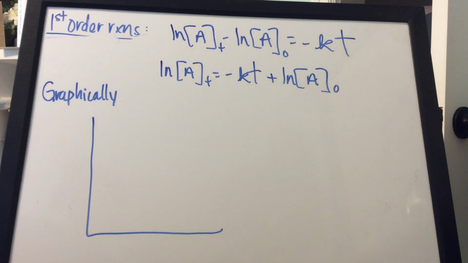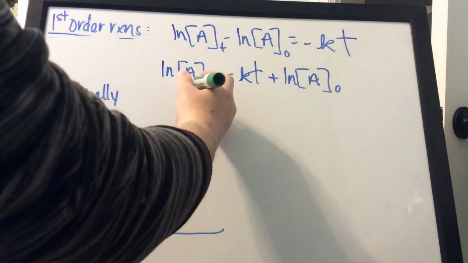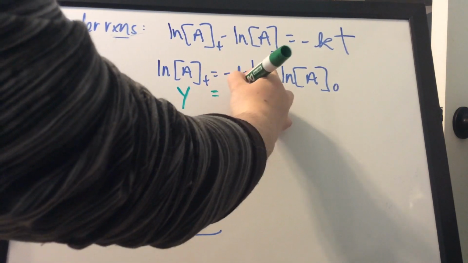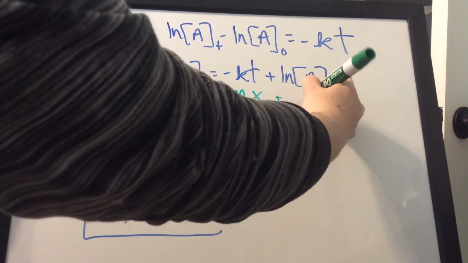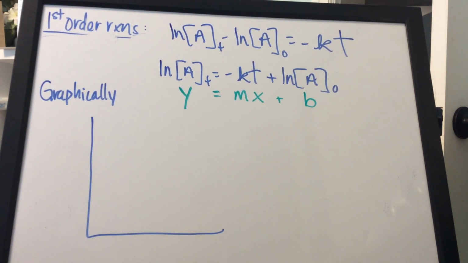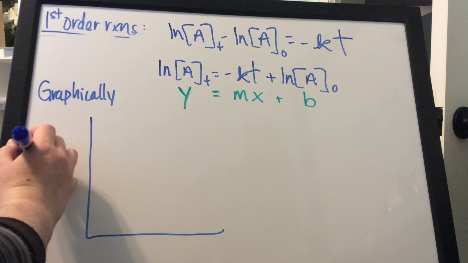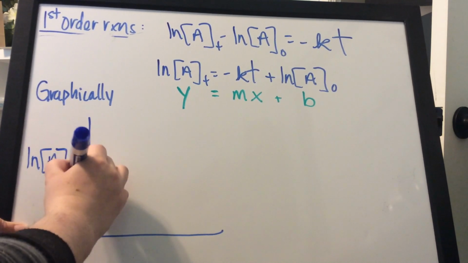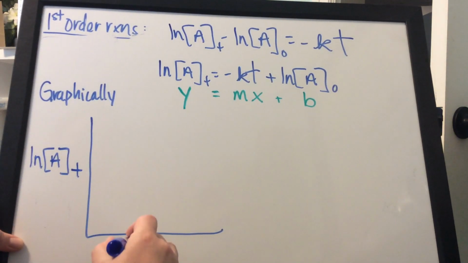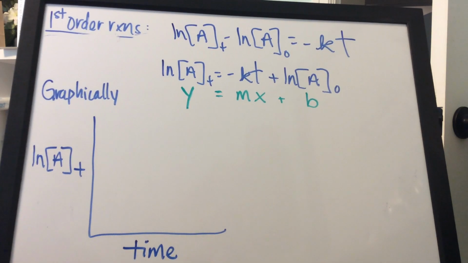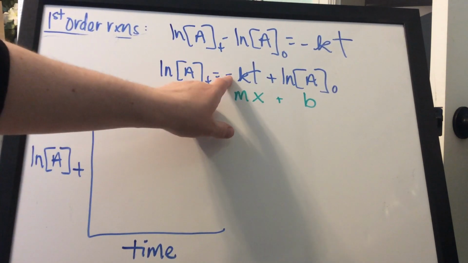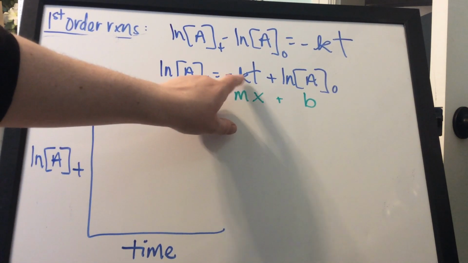what's kind of neat about this is, I was looking for another color marker, but I can't find, oh, there's one. What's kind of neat about this is this equation, you might not see it right now, this equation is actually written in slope-intercept form. This is y, this is m, x, and this is b. So what does this mean? Well, what this means is if I graphed the natural log of A at some time t on my y-axis versus time on my x-axis, I would get a line that has a negative slope. Okay, see, m here is negative k, so the slope would be negative.